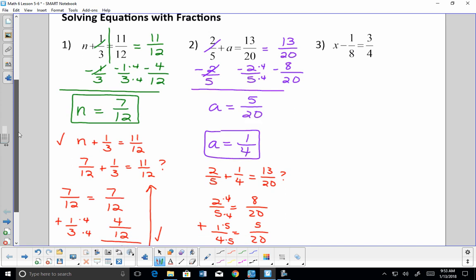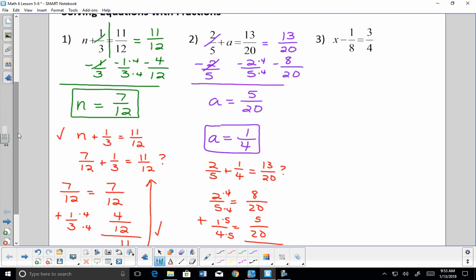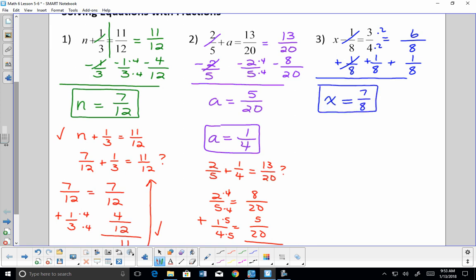Problem 3. x minus 1/8 equals 3/4. Here we subtracted 1/8 from x, so in order to solve this we need to add 1/8 to x. And if we need to add it to x, we need to add it to the opposite side as well. So negative 1/8 and positive 1/8 cancels out. So x equals 3/4 plus 1/8. We need a common denominator here, which would be 8. 4 times 2 is 8. 3 times 2 is 6. Plus 1/8 here. 6/8 plus 1/8 is 7/8. So x equals 7/8.